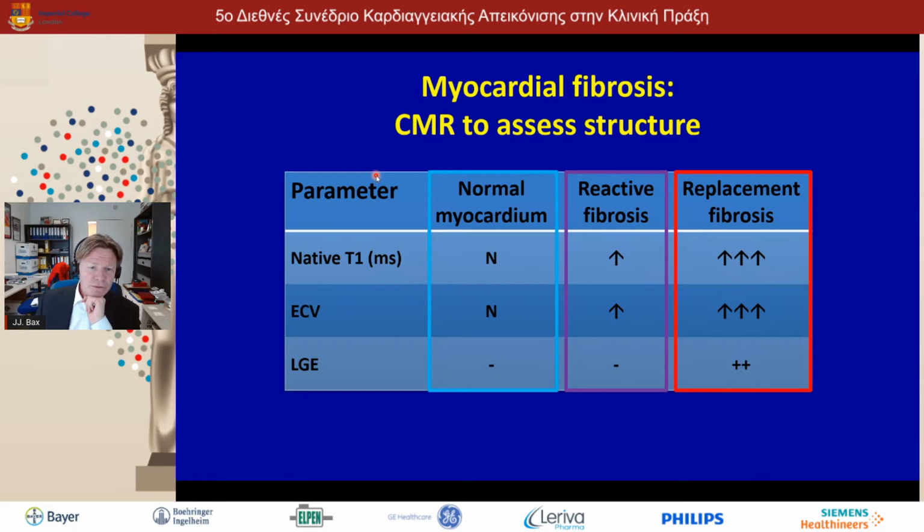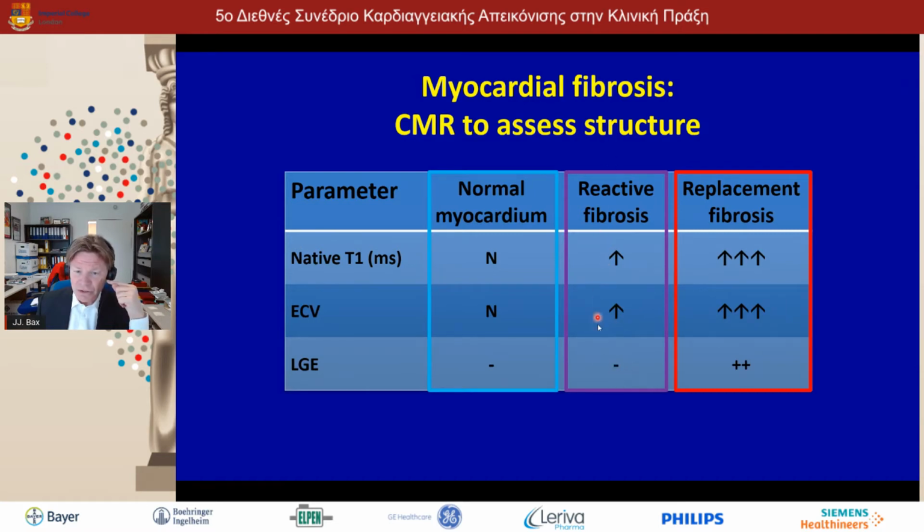The parameters that we use are extracellular volume and late enhancement. In the normal myocardium, native T1 is normal, extracellular volume is thus normal, and LGE is not present. Now comes this reactive fibrosis in all the diseases that I showed you. My ejection fraction is still normal, but the native T1 is going up. Why? Because I'm losing myocytes and there come fibrotic reactions. So my extracellular volume is going up, but there is still no late gadolinium enhancement.